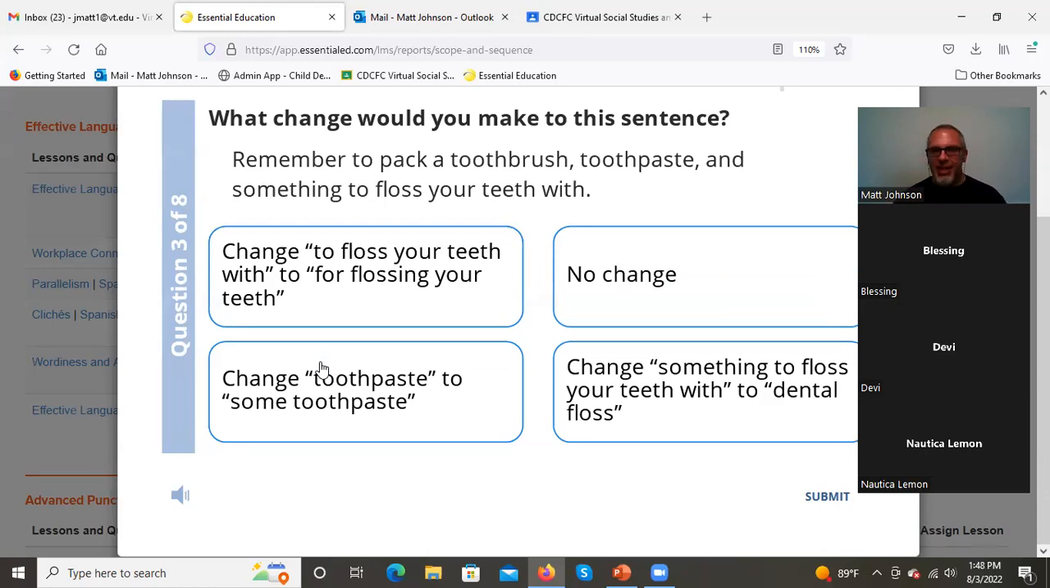Next up: "Remember to pack a toothbrush, toothpaste, and something to floss your teeth with." When it comes down to it, this is kind of clunky. Doesn't sound right. We have a toothbrush, toothpaste, and this long phrase at the end. So we want to match that. And of course, what do we floss our teeth with? Dental floss. So it's going to be simpler. It's easier to read, and it's more balanced to say, "Remember to pack a toothbrush, toothpaste, and dental floss." So we're changing "something to floss your teeth with" to "dental floss."